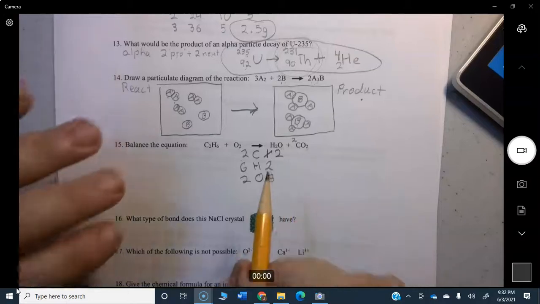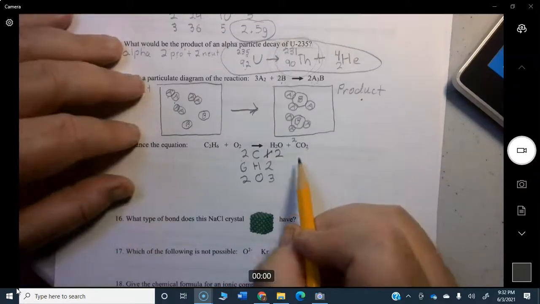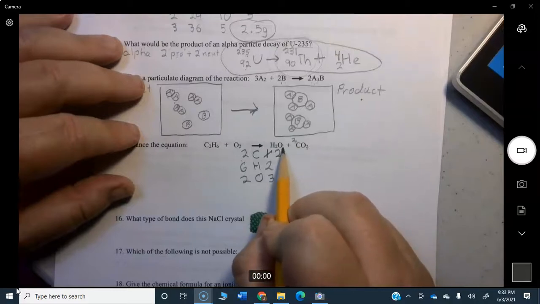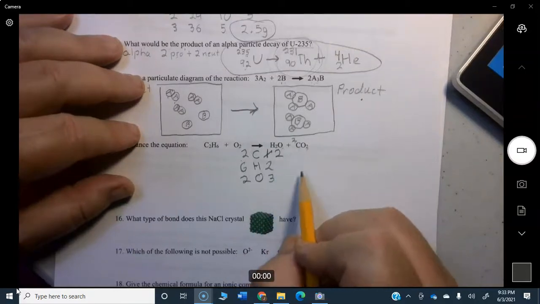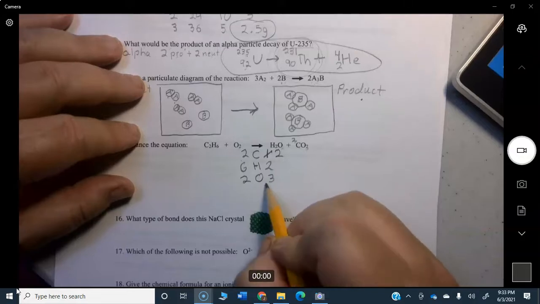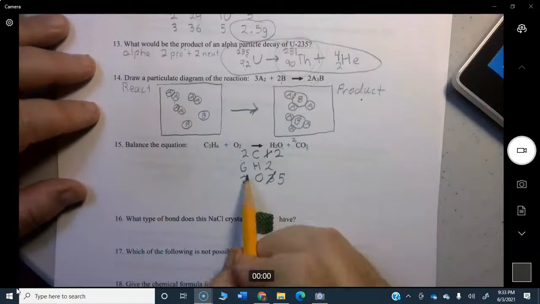Now be careful. I gave you one here that has some tricks to it, so be sure you understand these. So you have 2 times 2 is 4, but you also still have that one. So that's 5. So in all, on this side, you have 5 oxygen. So be sure you understand that. So that's 5. Okay, hydrogen. You have 6 on this side.